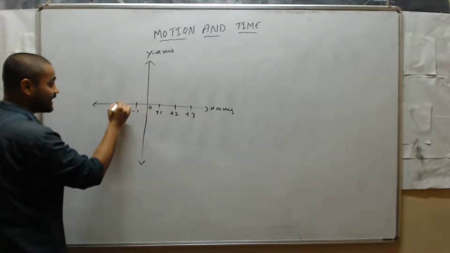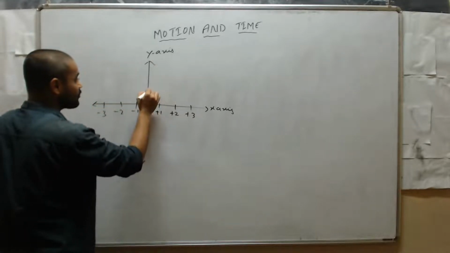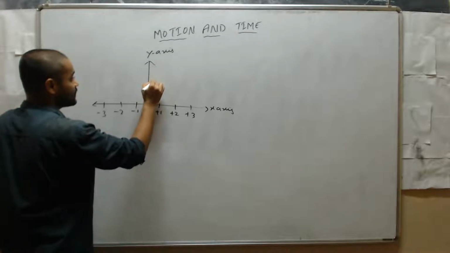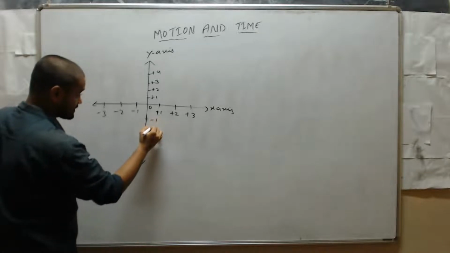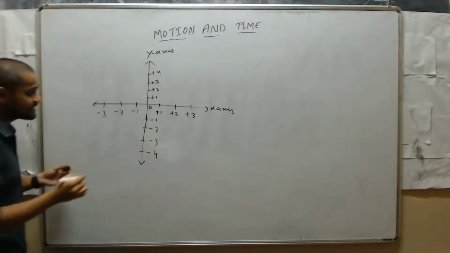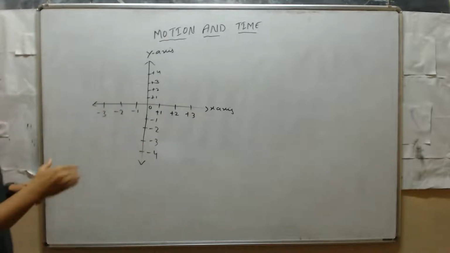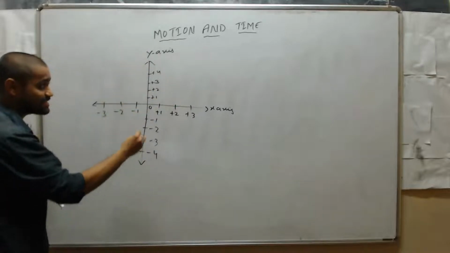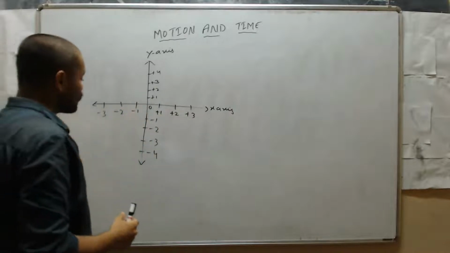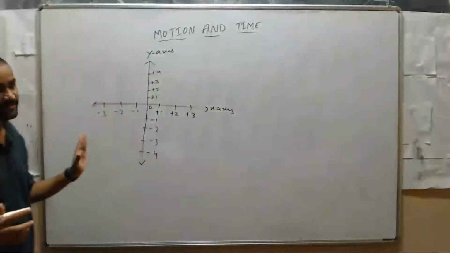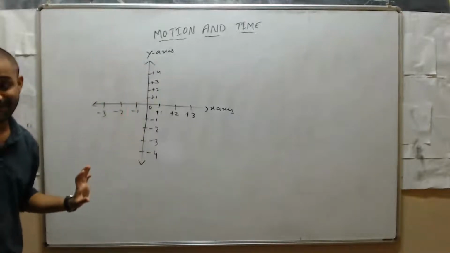Each side has positive integers. Then here, negative integers. Then above here also positive integers, students, and from here, negative integers. This is the general form of a graph. See here, this is the x-axis and this is the y-axis, students. As we move to the right-hand side, there will be positive integers. As we move to the left-hand side, there will be negative integers. As we move upwards, there are positive integers. As we move downwards, there are negative integers.